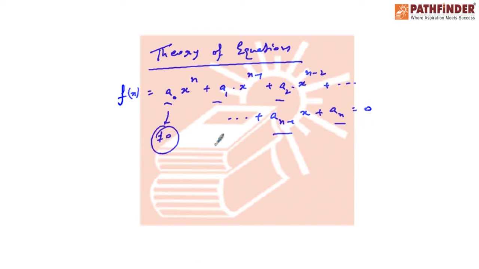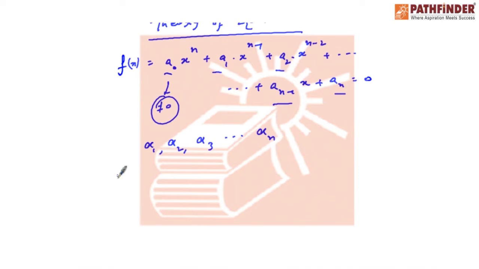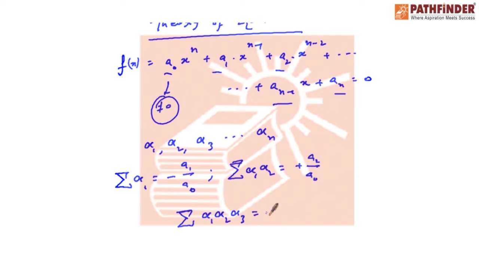If this equation has roots, obviously it has n roots. If the roots are given by alpha 1, alpha 2, alpha 3 up to alpha n, then we have the property that sum of all of these roots, summation alpha 1, is given by minus a1 by a naught. Sum of the product of roots taken 2 at a time is given by plus a2 by a naught. Sum of the product of roots taken 3 at a time is given by minus a3 by a naught, and in this manner it continues.